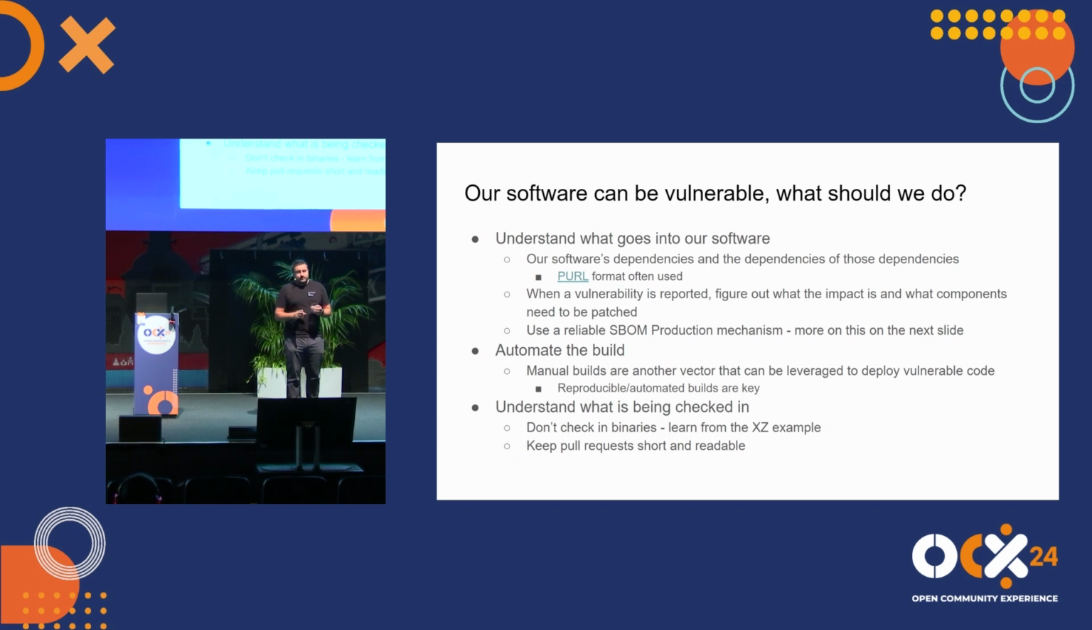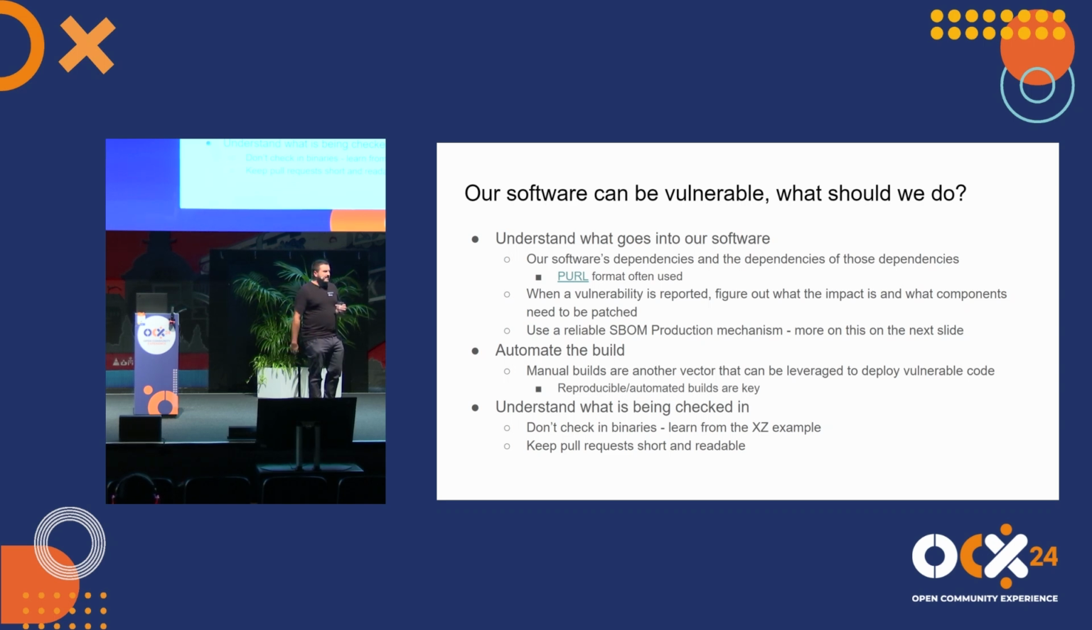The second thing is, remember, the supply chain is not only the components you build in, but also how you build your software. Another important thing is to automate the build, because manual builds are another vector that can be leveraged to deploy vulnerable code, because somebody doing things manually can inject a step you didn't know about. Another key is reproducible and automated builds. If your build is reproducible, it means that after the fact you can rerun that build pipeline, make sure the version matches by checking checksums, for example, and then try to understand where the problem was introduced.